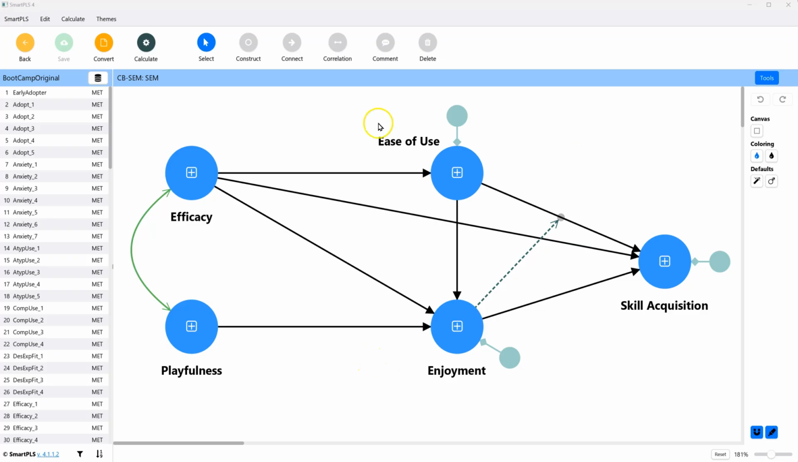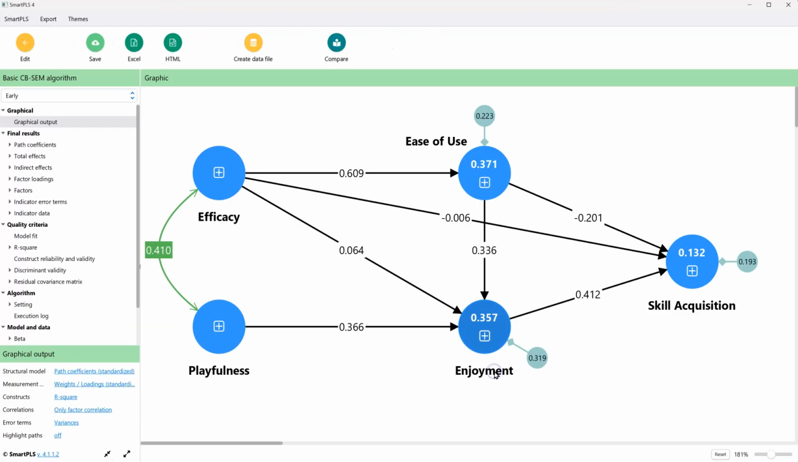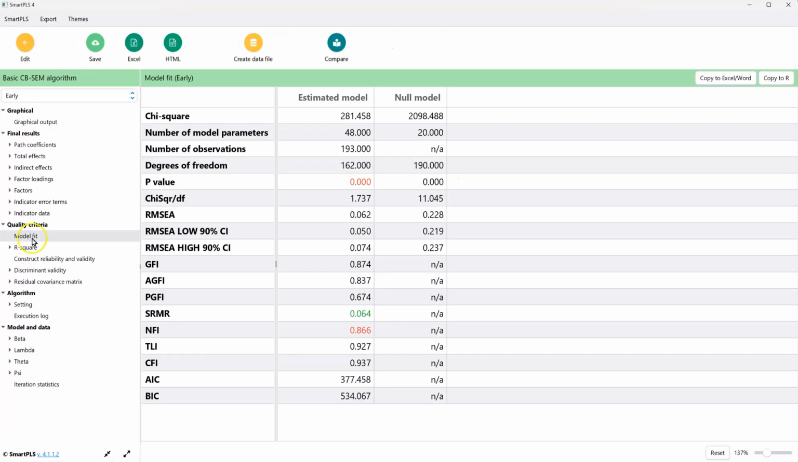So let's assess this model, minus the interaction here. Let me get rid of that. Notice we have not specified every possible parameter. We're missing parameters from playfulness to ease of use and to skill acquisition. Let's calculate this. Just the regular algorithm, all the defaults, and go look at model fit. And you can see the model fit is pretty good. The CFI, the TLI, SRMR, the RMSEA, they all look like they're in the right range.